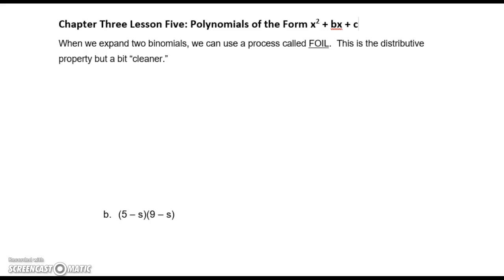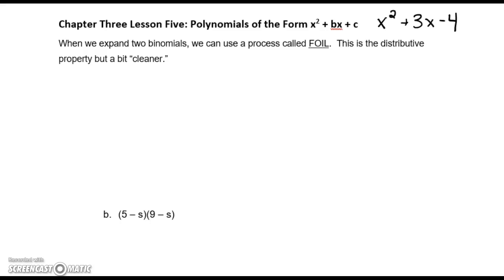In this video, we're going to look at Lesson 5 from Chapter 3, which is looking at polynomials of the form x squared plus bx plus c. So just to quickly talk about this form, when we're looking at the letters b and c, those just represent any kind of number like 2 or 7. So an example of this polynomial might be x squared plus 3x minus 4. So b and c just represent whole numbers, whether or not they're positive or negative.